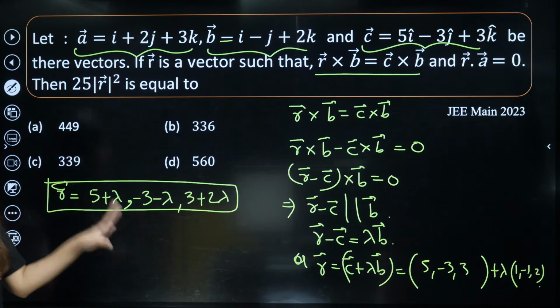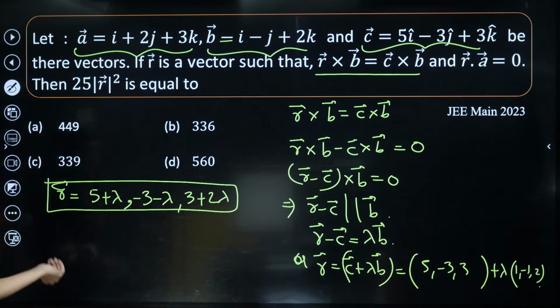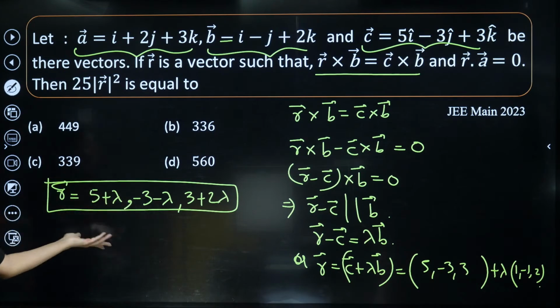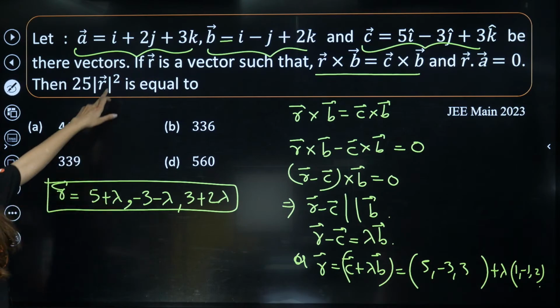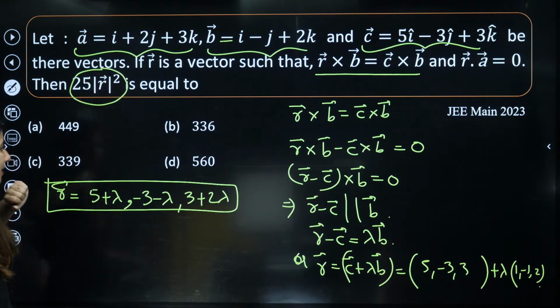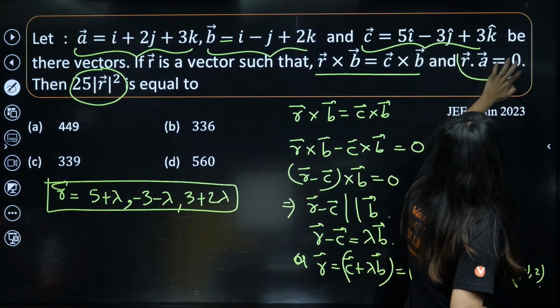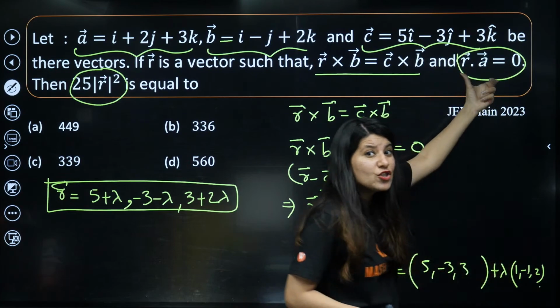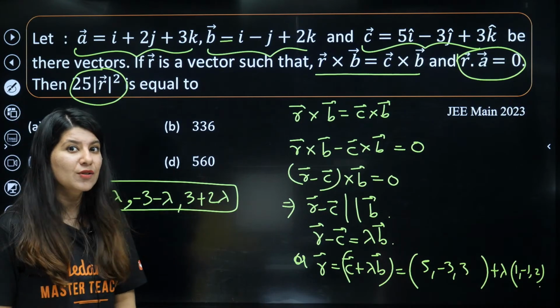Now the whole question revolves around what? The value of lambda. Once you know the value of lambda, you will know the vector R completely, and once you know the vector R, you will be able to answer this, right? Now to get the value of lambda, if you observe the information carefully, this chunk we have not utilized.